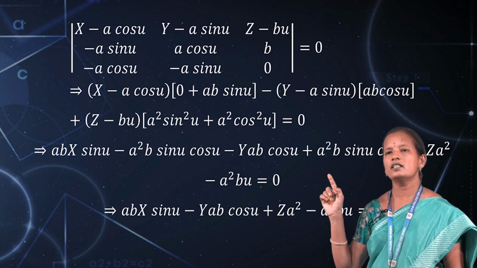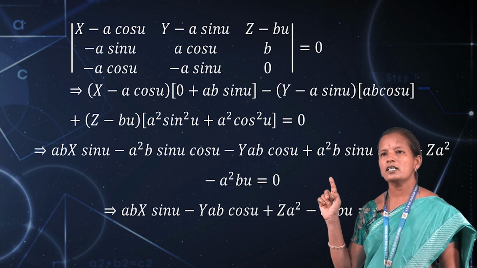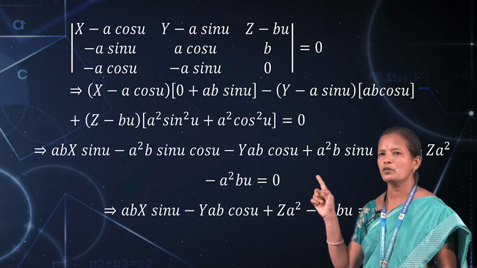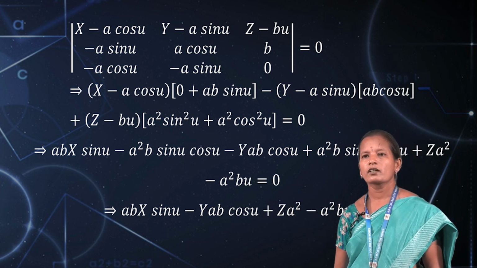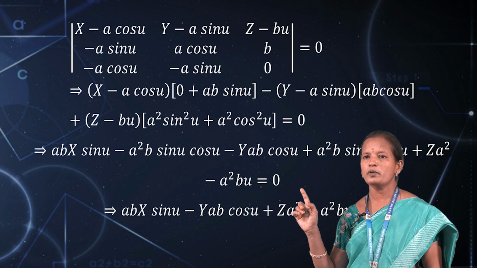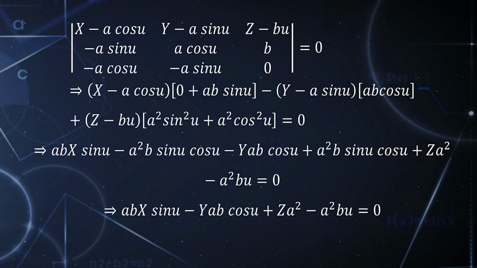(X minus a cos u) into (0 plus a b sin u) minus (Y minus a sin u) into (a b cos u) plus (Z minus b u) into (a squared sin squared u plus a squared cos squared u) is equal to 0. Again simplifying the steps, we get a b X sin u minus a squared b sin u cos u minus Y a b cos u plus a squared b sin u cos u plus Z a squared minus a squared b u equal to 0. Minus a squared b sin u cos u and plus a squared b sin u cos u get cancelled.